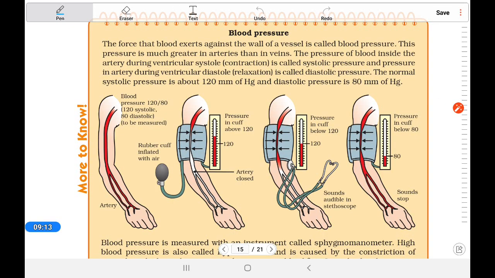Know a little bit about blood pressure. Blood pressure indicates the ventricular systole, the ventricular contraction, which is called systolic pressure, and the ventricular relaxation as the diastolic pressure. The systolic and the diastolic, which are marked here, normal is 120 and 80. That is what we measure as blood pressure.